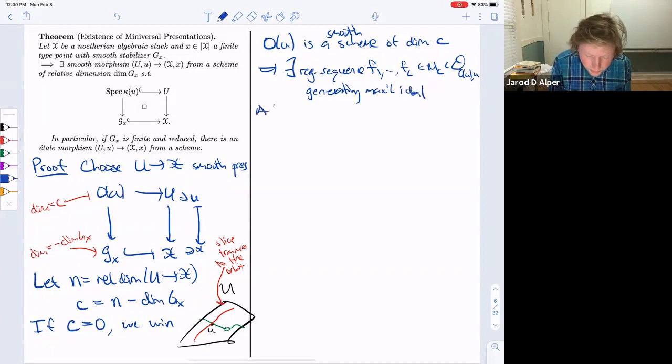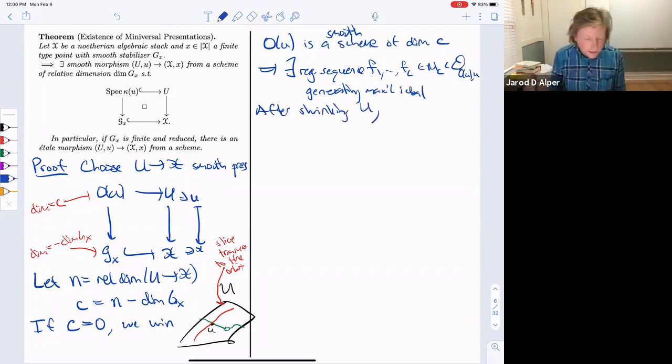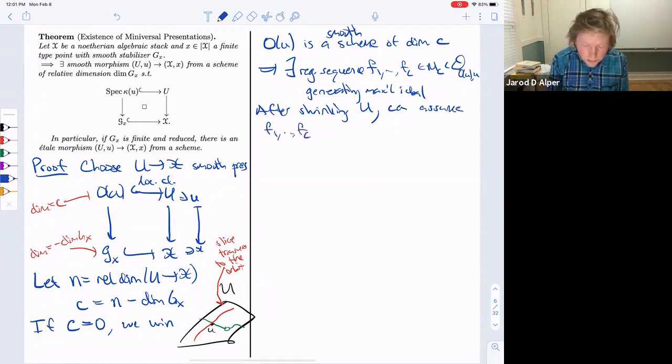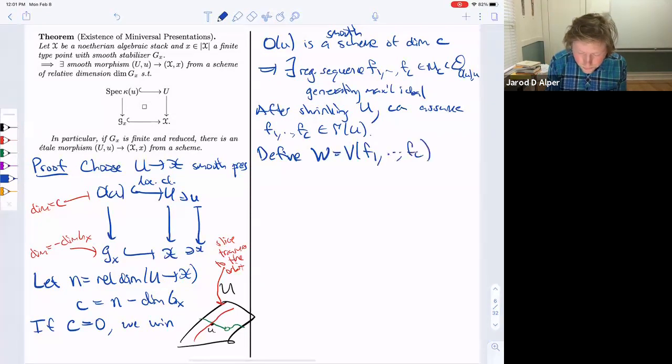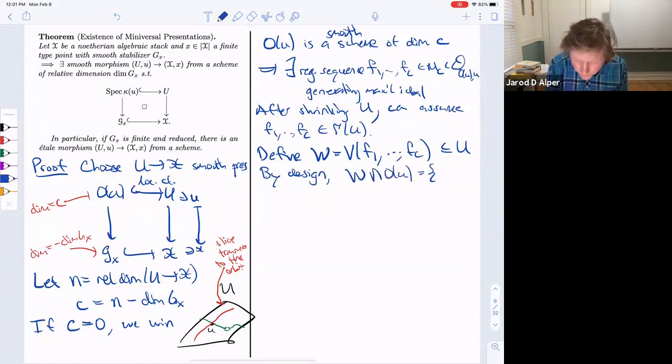And then after shrinking U, we can lift these. We know that this is a locally closed immersion. So after shrinking, you can arrange that to be a closed immersion. And you can then arrange U to be affine, and then you can lift these functions to U. So we can assume that f1 through fC are actually global functions on U. And then we define the closed subscheme W defined by these functions. And by design, W intersects this orbit at this point, U.